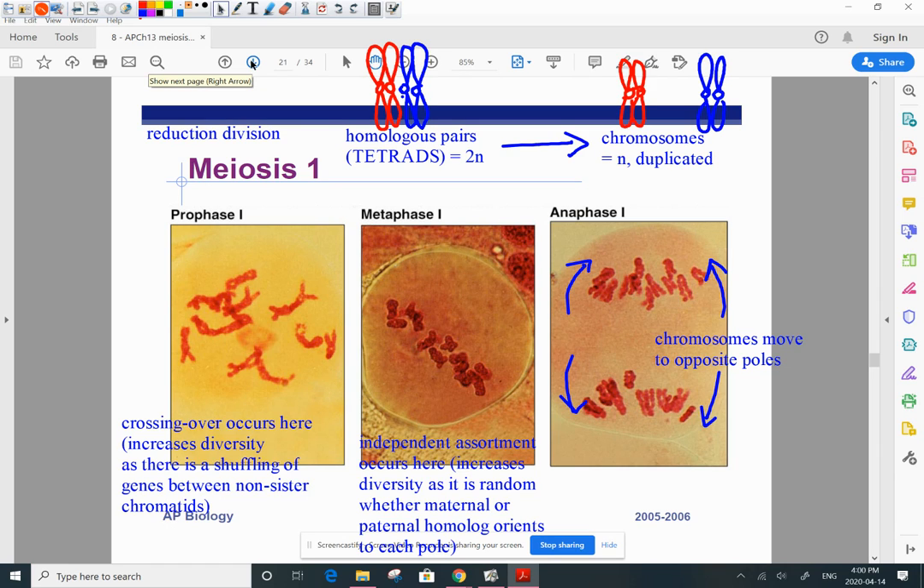Important stages, prophase 1, where crossing over occurs, and metaphase 1, where the tetrads line up. Anaphase, we're just taking those homologous pairs, and they are now separating into chromosomes, and they're moving to opposite poles.